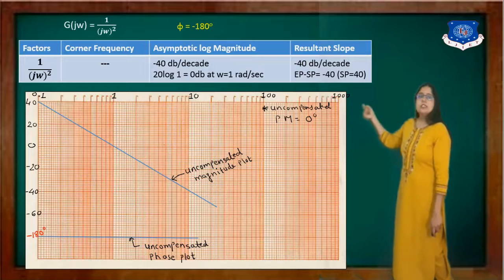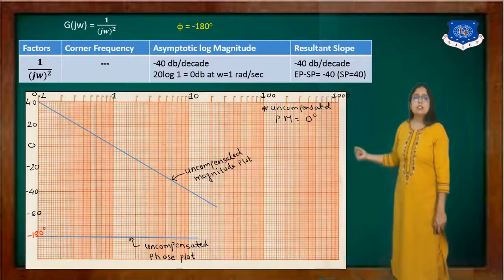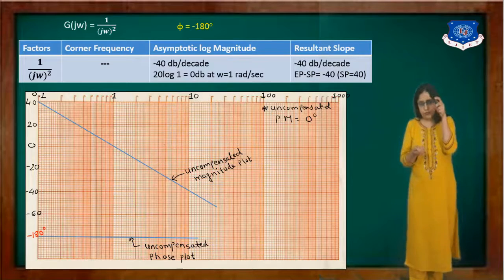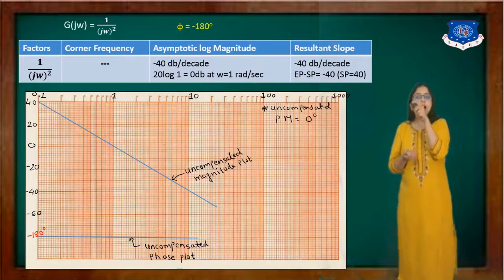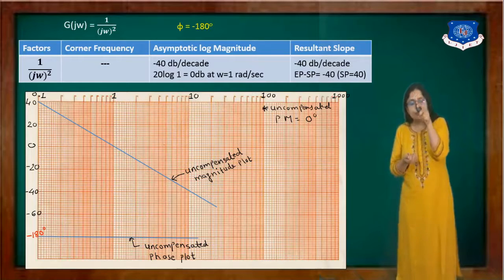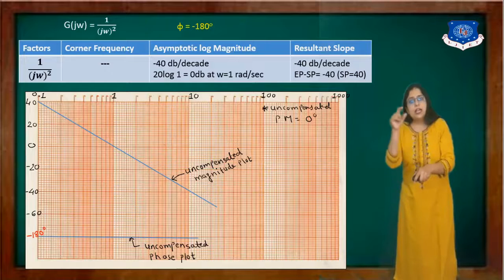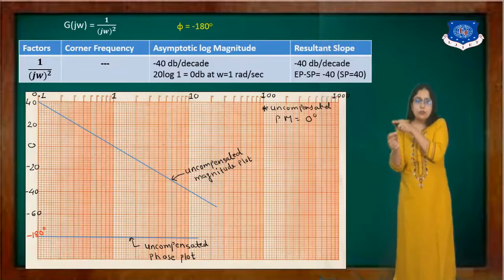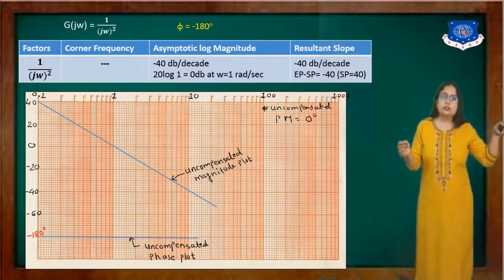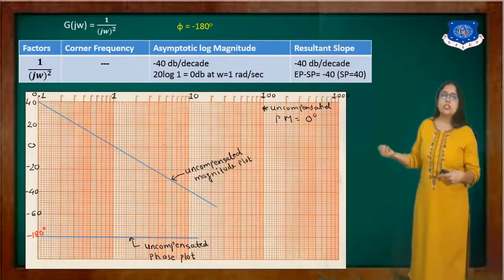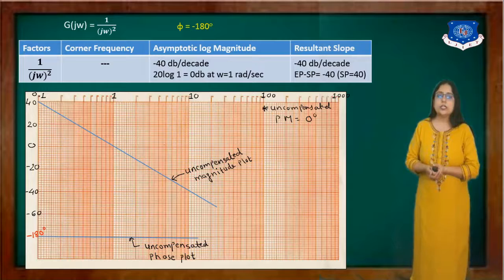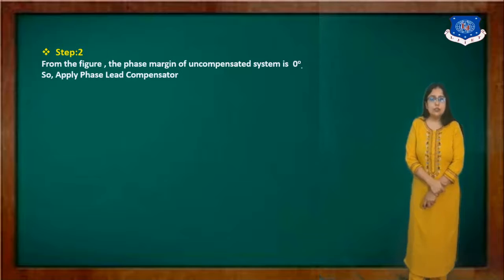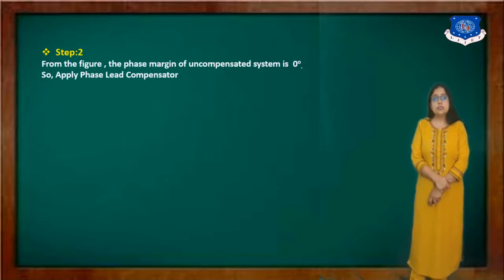Now from this diagram, my uncompensated system phase margin is 0 degrees. To find the phase margin, we extend a line from the gain crossover frequency to the phase plot and take the distance between minus 180 and that phase plot. But right now we get one straight line, that's why the phase margin of the uncompensated system is equal to 0 degrees.